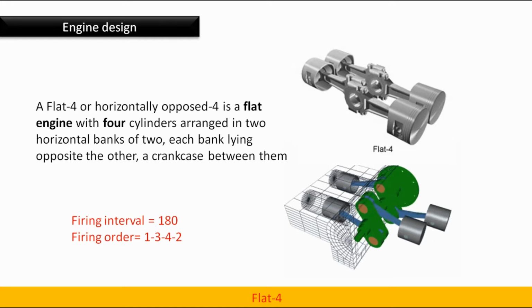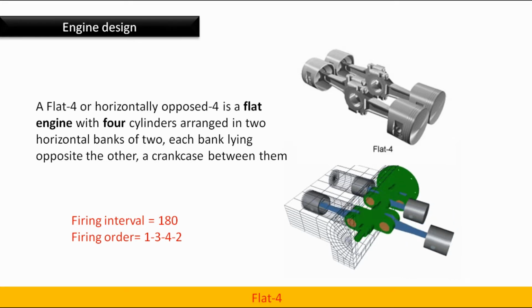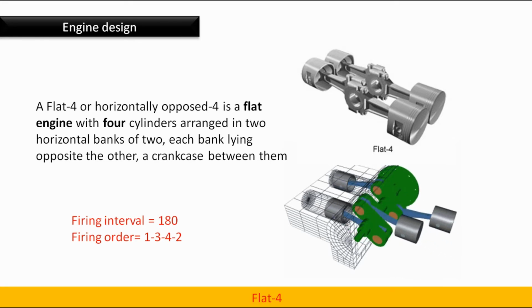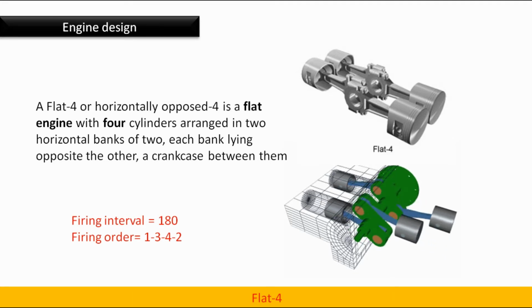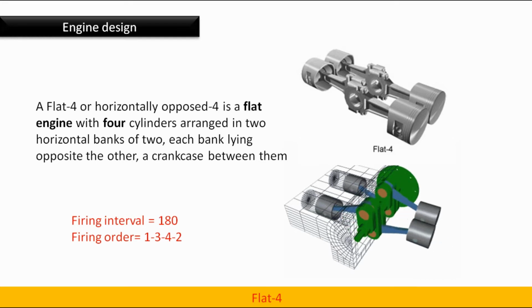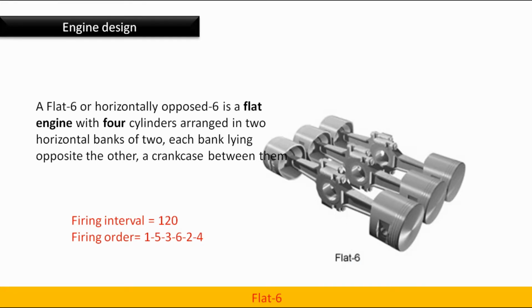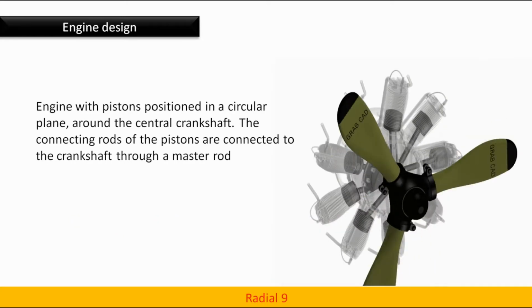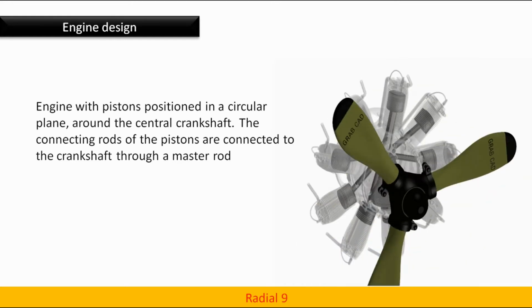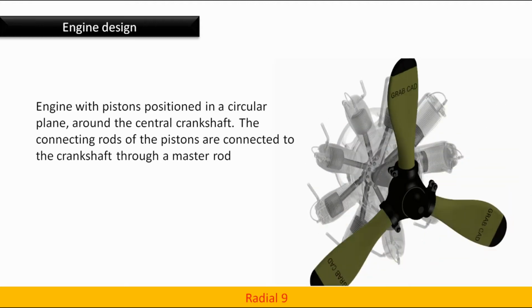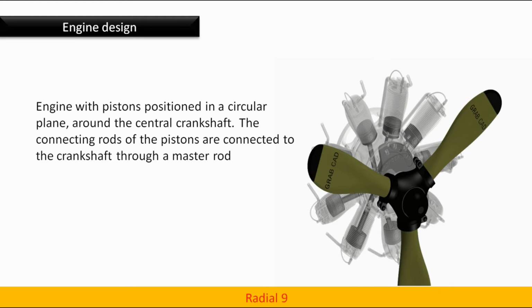Flat 4. A flat 4 or horizontally opposed 4 is a flat engine with 4 cylinders arranged in 2 horizontal banks of 2, each bank lying opposite the other, with a crankshaft or crankcase in between them. Firing interval is 180 degrees. Firing order is 1, 3, 4, 2. Flat 6. This is just like a flat 4 but with 6 cylinders. Radial 9. Engine with pistons positioned in a circular plane around the central crankshaft. The connecting rods of the pistons are connected to the crankshaft through a master rod.